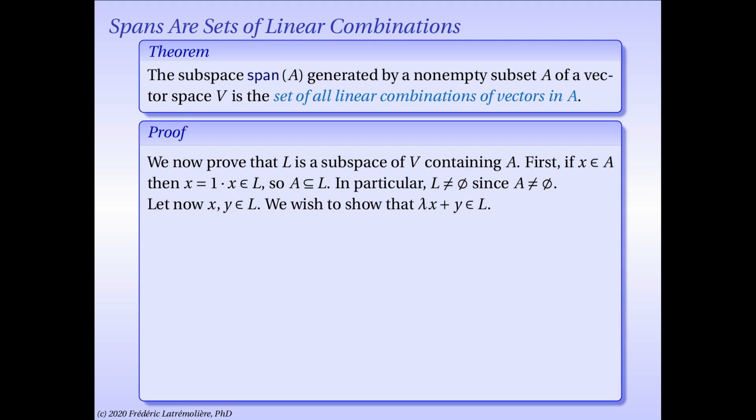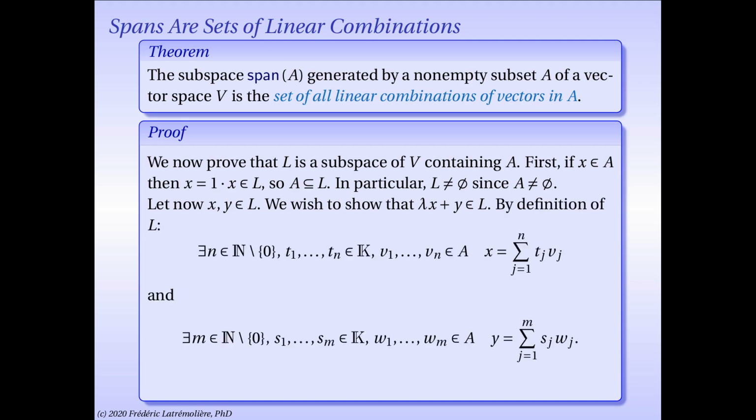Now, we use the usual characterization of subspaces. Let X and Y be 2 vectors in L. I wish to show that lambda X plus Y is a vector in L for an arbitrary scalar lambda. To do that, first note that both X and Y have explicit, if slightly long, expressions. You see, X and Y are both linear combinations of vectors in A, so we write them as such. The linear combination for X and the linear combination for Y may involve completely different numbers of vectors and scalars. Okay?